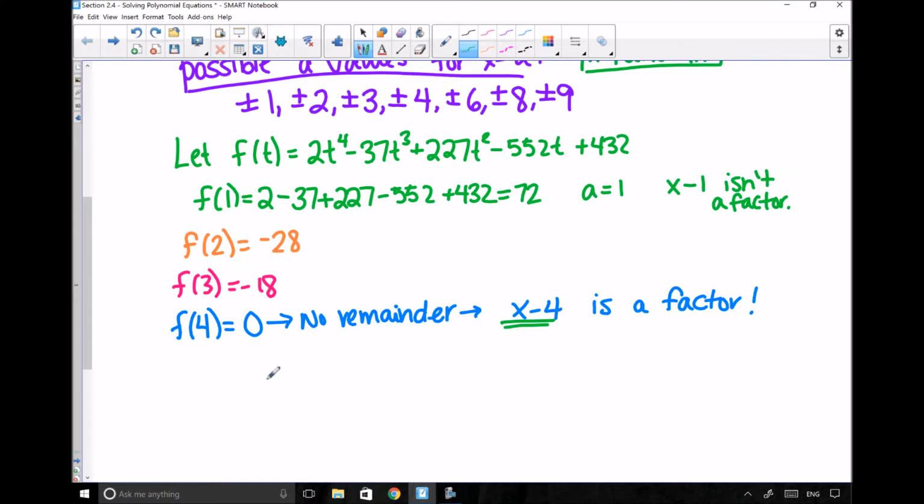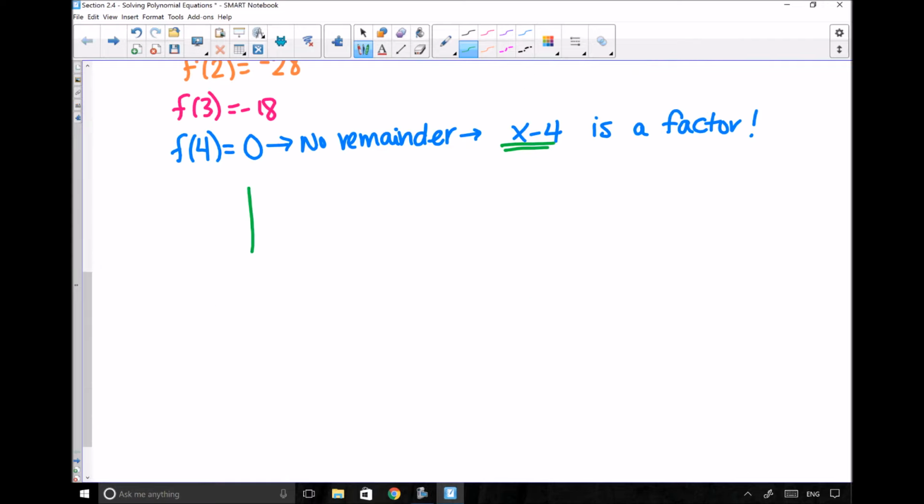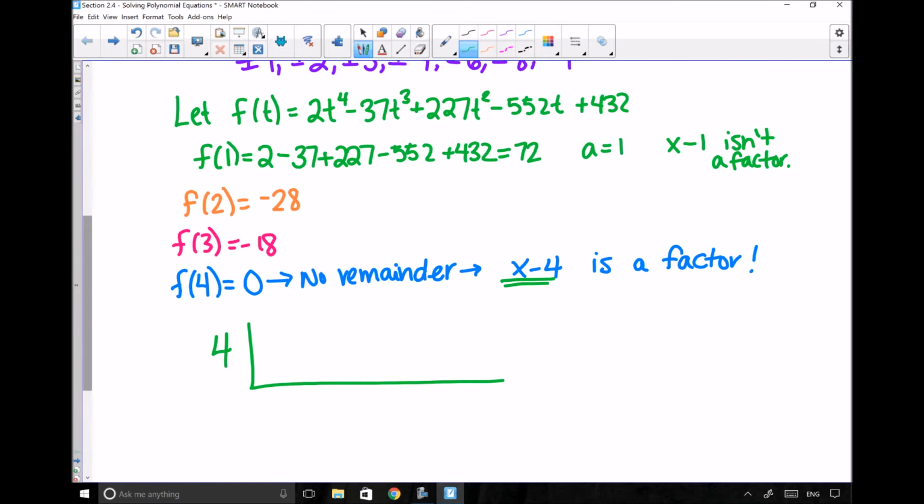So I'm going to use synthetic division. I'm going to put a 4 on the outside, and then I'm going to write down all of my coefficients. So my coefficients are 2, negative 37, 227, negative 552, and 432. Okay, I'm going to bring the 2 down. So I get 2 times 4, which is 8. Add negative 37 and 8 together, I get negative 29. Multiply negative 29 by 4, and I end up getting negative 116.